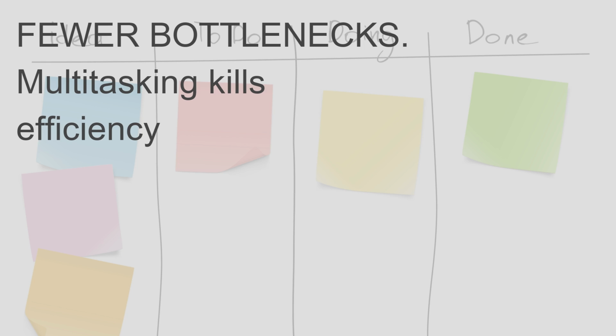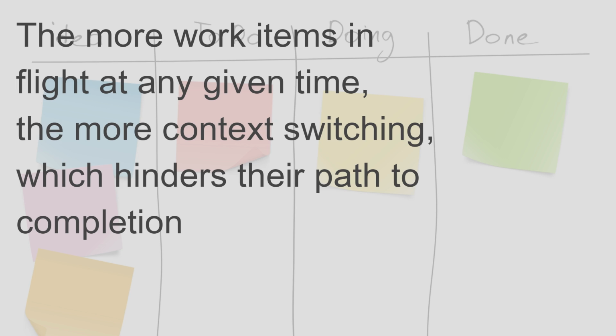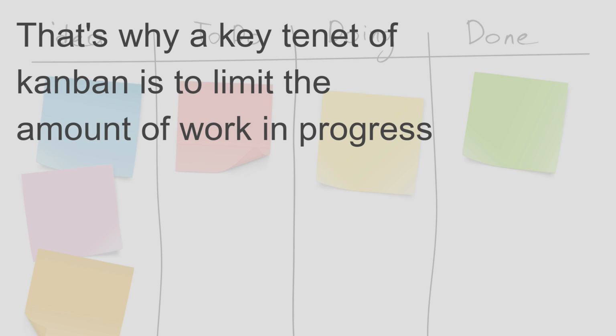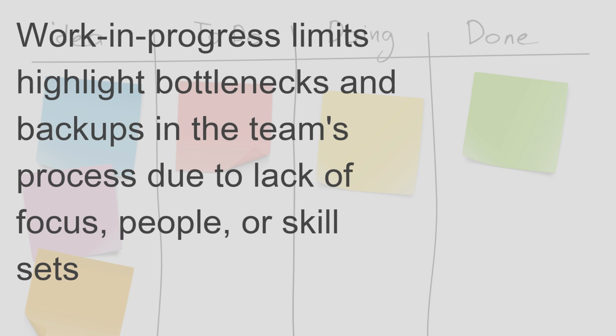Fewer bottlenecks. Multitasking kills efficiency. The more work items in flight at any given time, the more context switching, which hinders their path to completion. That's why a key tenet of Kanban is to limit the amount of work in progress. Work in progress limits highlight bottlenecks and backups in the team's process due to lack of focus, people, or skill sets.